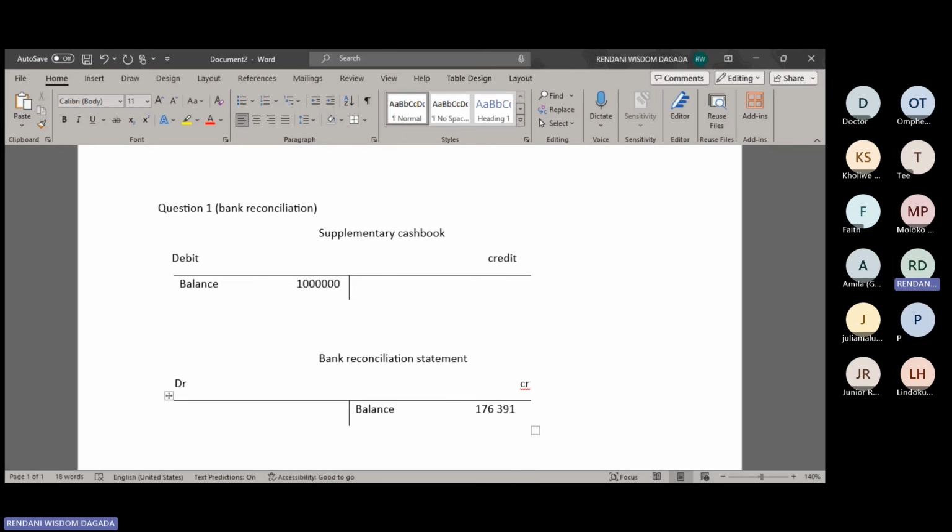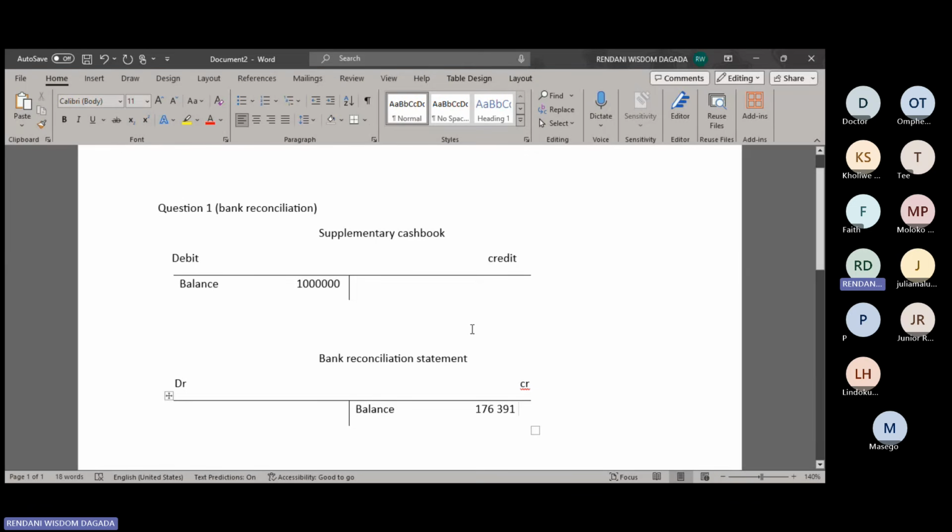A comparison of the cash book and the bank statement for March 2023 reveals the following. So when we are looking at our bank statement and our books, we are seeing that there's a difference. What is the first difference? The first difference is this one. There was a direct deposit by a client of 300,000 into your trust bank account, which has not been recorded in the cash book. Now, as I have said before, whenever we are dealing with something in the cash book, we deal with it in the supplementary cash book. So cash book goes hand in hand with cash book.